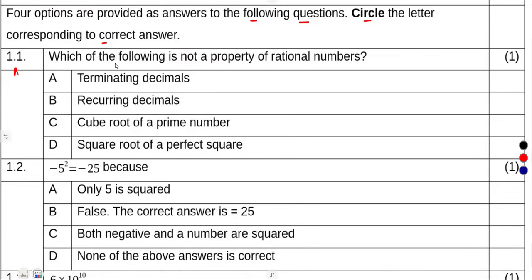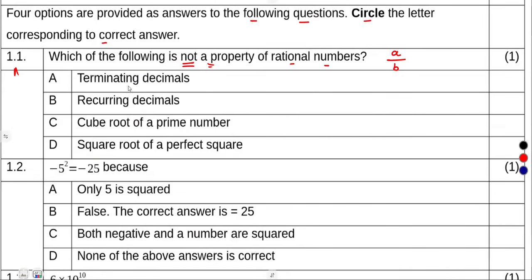1.1, which of the following is not a property of rational numbers? Remember, rational numbers are the ones that can be written in the form of A over B, where A and B are integers, and B cannot be equal to 0. We are told that one of these is not a property.